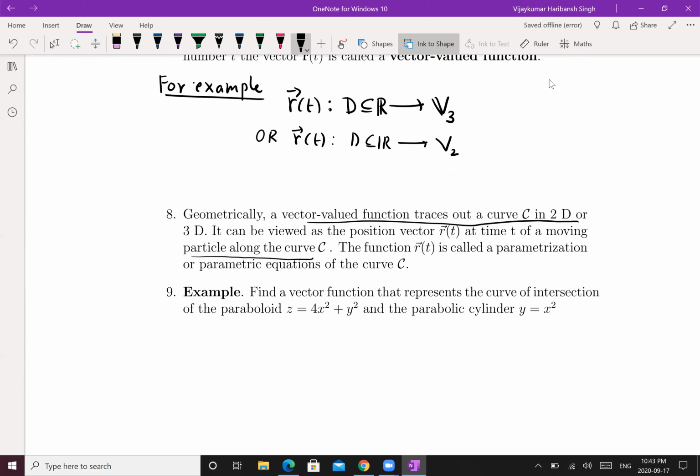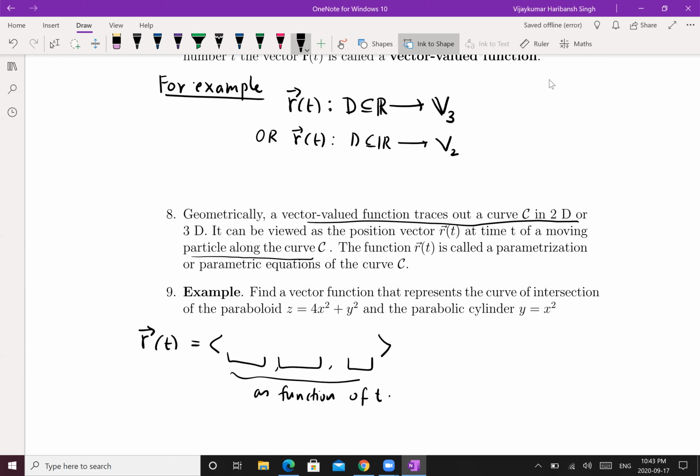Right. So now let's look at the following problem. Find a vector equation of the curve of intersection of the paraboloid z equals 4x squared plus y squared, and the parabolic cylinder y equals x squared. So how would we do this? Well, the idea is that we want to write down r of t for this. Namely, we need x, y, and z all as functions of t.